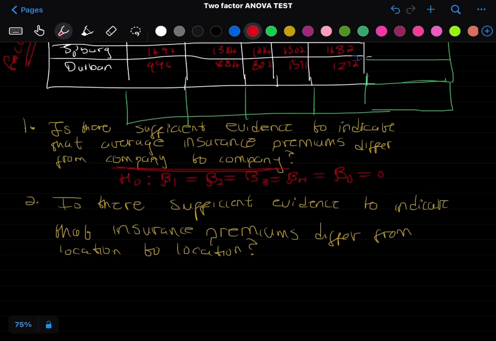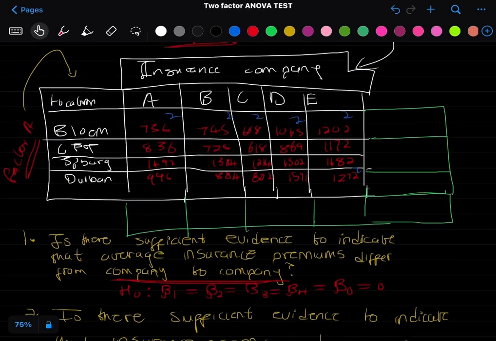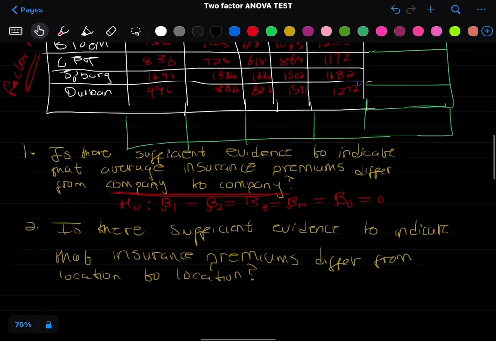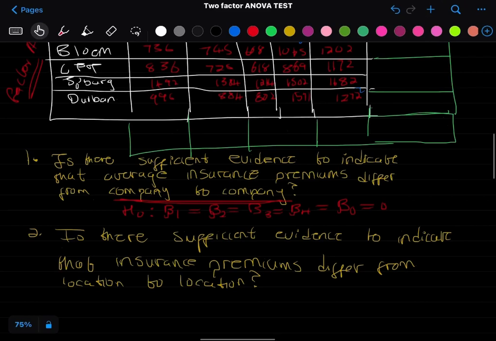So we actually check whether the insurance company has an effect on the insurance cost. That is why it is equal to 0 here. The alternative hypothesis for this one is that at least 2 of the betas differ from each other.